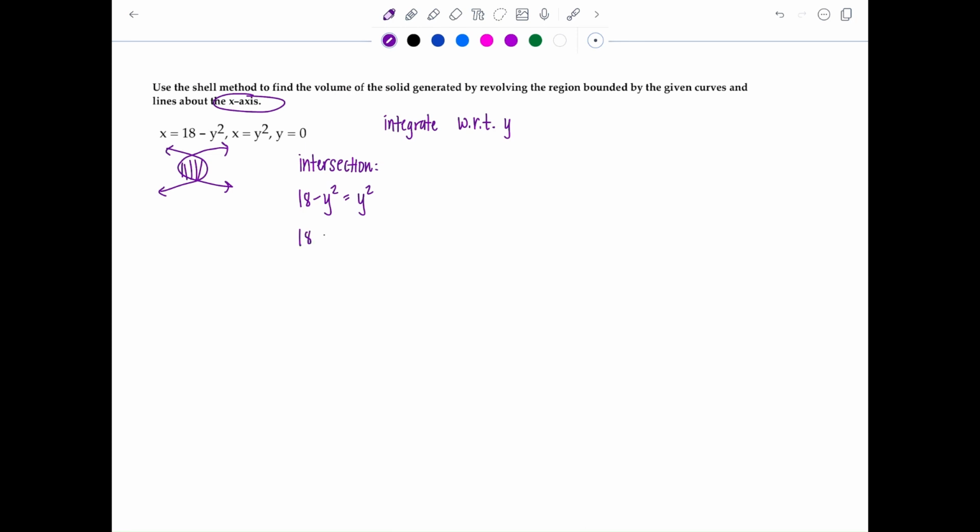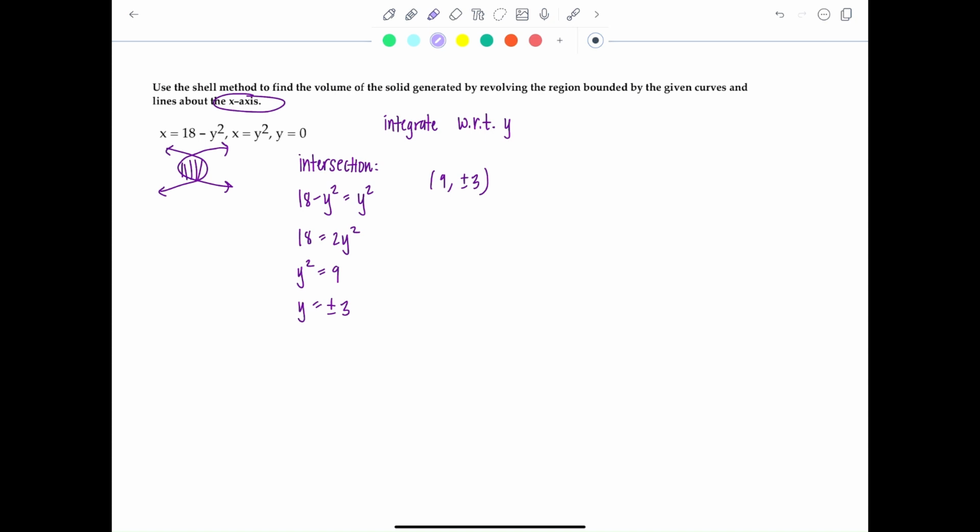So 18 equals 2y squared. y squared is 9. y equals plus or minus 3. Okay, that's good to know. And let's see, if y is 3, then x is going to be 9. So those two curves intersect each other at 9, plus or minus 3.